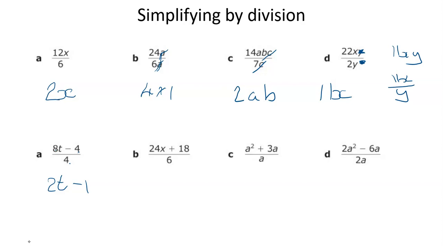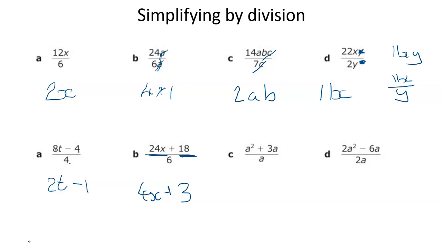Same thing here. As long as there's this number, we can cancel the 6 because it's in both of them. If it was only in one of them, we couldn't do it. So 24 over 6 is going to give us 4x, plus 18 over 6 is going to give us 3. No need for a denominator.